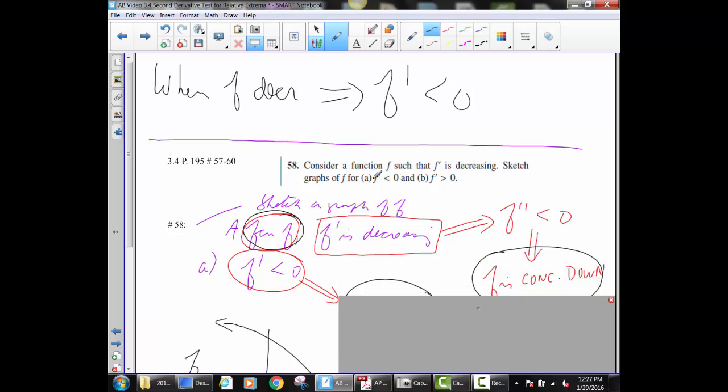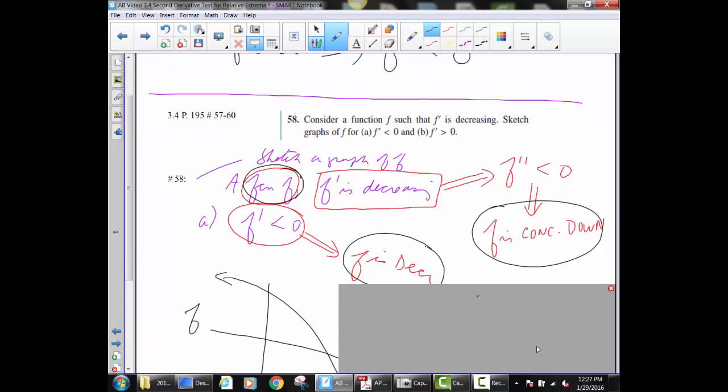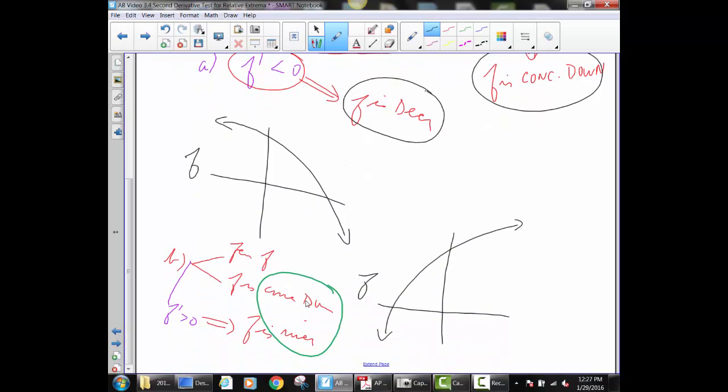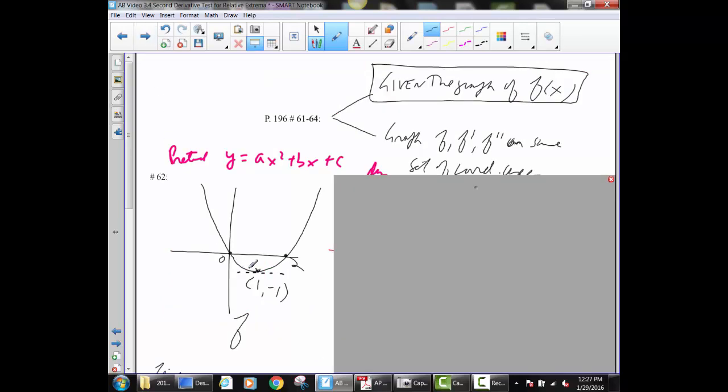And of course, we know the second derivative being negative means the graph is concave down. If we combine that with part A, where f prime is negative, which means f is decreasing, you have to graph a graph that is both decreasing and concave down. So here would be an example. For part B, instead of f prime being negative, f prime is positive, so f has to be increasing. This time you have to graph something that is increasing and concave down. So any graph that's increasing and concave down will do.